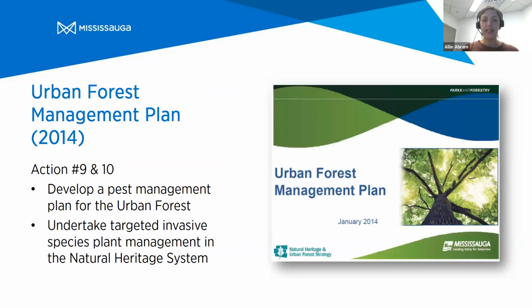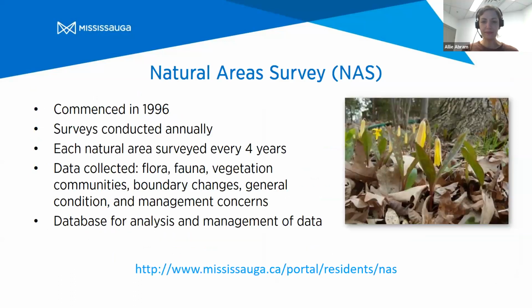The second is the urban forest management plan. This plan was produced in tandem with the natural heritage urban forest strategy, and it outlines specific actions to be taken to implement the broader strategies related to the urban forest and natural heritage systems. And it also calls for plans for invasive plant and invasive pest management. So those are the two documents that really backed the creation of the Invasive Species Management Plan.